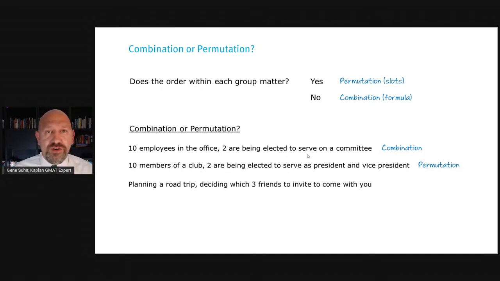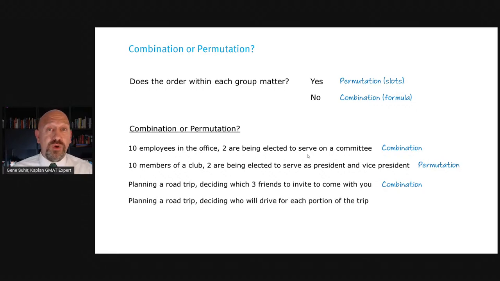The order in which I said their names didn't make a difference. That's a combination. But what if we're going to go on a road trip and decide who will drive for each portion of the trip? Who will be first, second, third? Well, if it's Livan first, Ravish second, Kashyap third, that's not the same way for driving each portion of the trip as if it was Ravish first, Kashyap second, Livan third. So there the order matters.